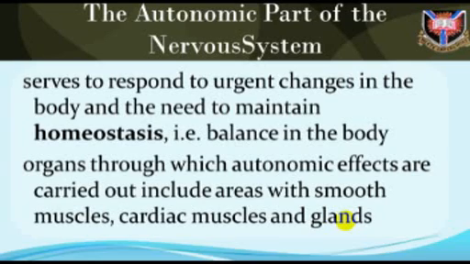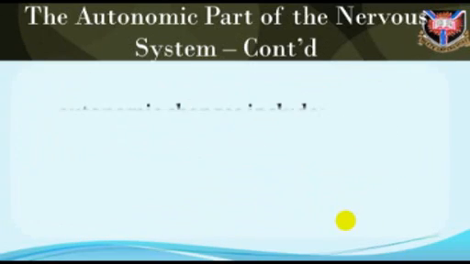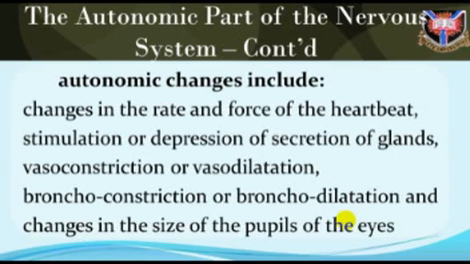In these organs, autonomic changes include changes in the rate and force of the heartbeat, stimulation or depression of secretion of glands, vasoconstriction or vasodilatation, bronchoconstriction or bronchodilation, and changes in the size of the pupils of the eyes.